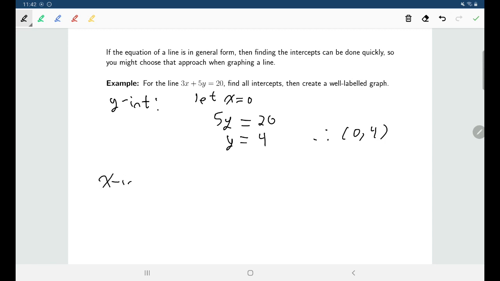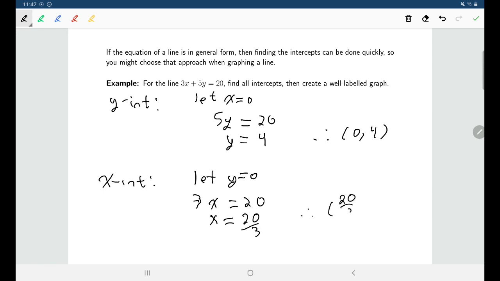For the x-intercepts, again, those happen when y is 0, so we would let the y value be 0. That would get rid of the y term. We would have just 3x left on the left side and 20 on the right side. And when we solve for x, we would have x being 20 thirds. So we have the x-intercept 20 over 3, 0.